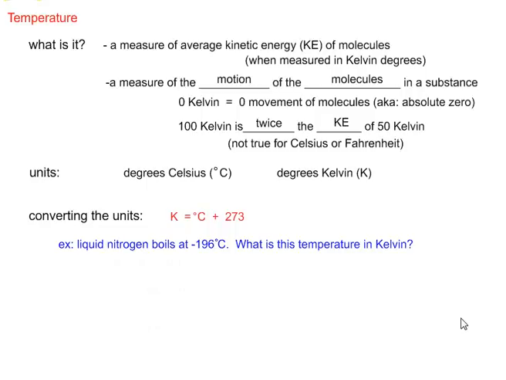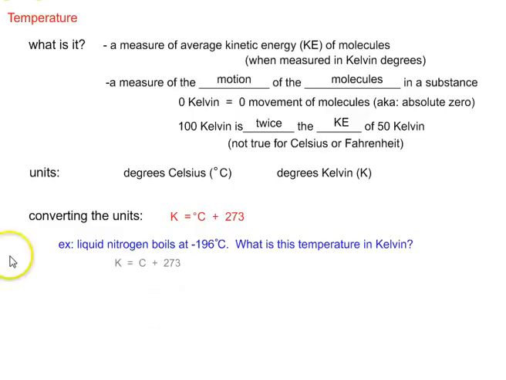Converting the units is not necessarily the same way we convert pressure or volume. We have this handy equation because Kelvin is the Celsius temperature plus 273. So let's try an example. Liquid nitrogen boils at negative 196 degrees Celsius. What is this temperature in Kelvin?